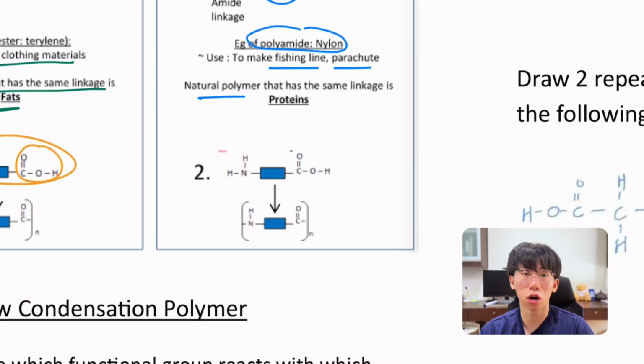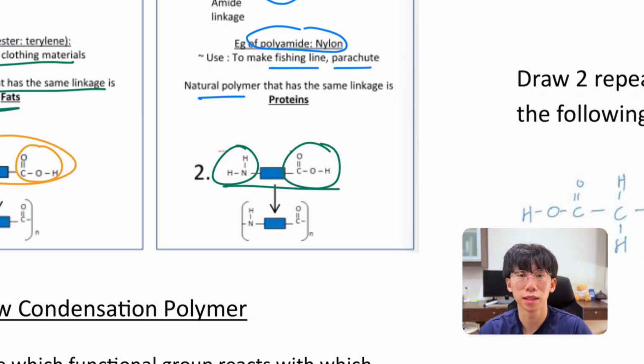Another way for your polyamide to be formed is if you use a monomer with both the amine functional group and the carboxylic acid functional group. Then it can just continue linking with itself. That is how your polyamides are formed.